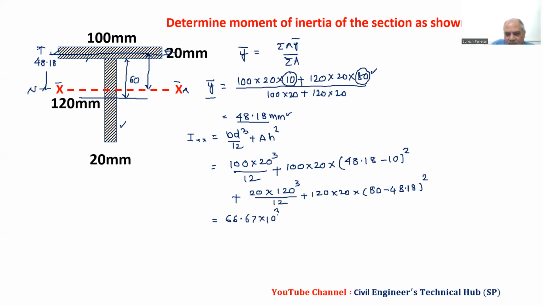66.67 into 10 raised to 3 plus 2.92 into 10 raised to 6. If the third digit is 5 or greater than 5, increase the second digit by 1. Plus 2.88 into 10 raised to 6, plus 2.43 into 10 raised to 6. And then from this we will get 8.30 into 10 raised to 6 millimeter to the power 4.